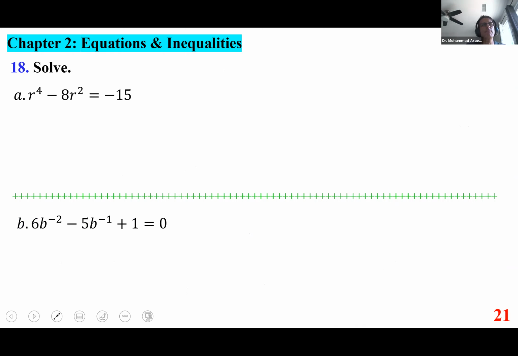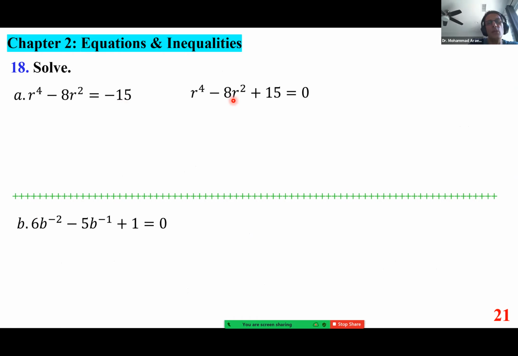Here's the next one. We can solve by factoring. So we move this -15, it becomes +15. You have a choice of factoring it just the way it is, or replacing r squared, let's say, with x, and it becomes x squared minus 8x plus 15. You don't have to, you can keep it as r squared. If you put r squared and r squared, you need two numbers. The product is +15, the sum is -8. Those are -3, -5. And again, if you don't see that, you can do the substitution.